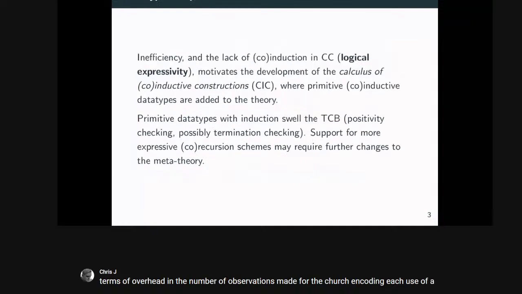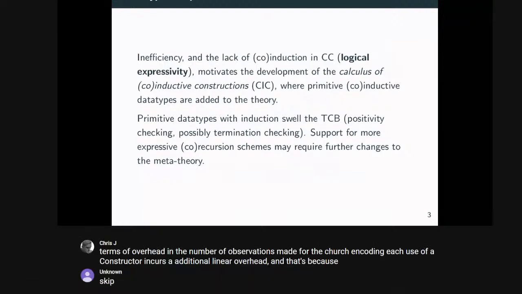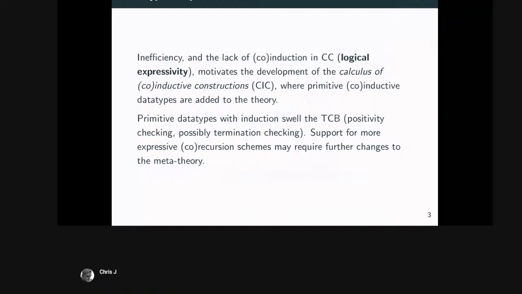Now, inefficiency and lack of induction and co-induction in the calculus of constructions, that is the matter of logical expressivity, motivated the development of the calculus of inductive and co-inductive constructions, where primitive data types are added to the theory. But there is a little bit of a trade-off here. Primitive data types with induction swell the trusted computing base. If you have data type declarations within your kernel theory, this means you have to involve positivity checking.